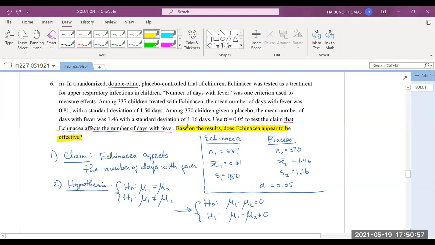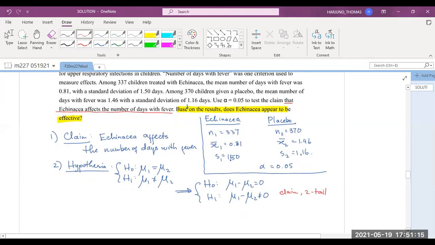So if your claim is this, then consequently your hypothesis will be two-tailed. Okay, this is the claim, and that's two-tailed. So how do we answer the last question, Thomas? Let's see later on.